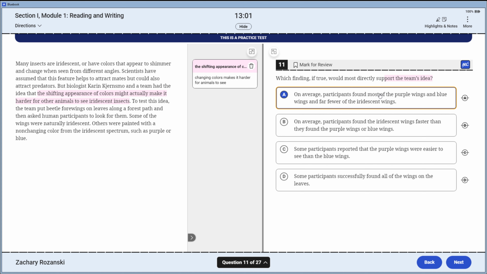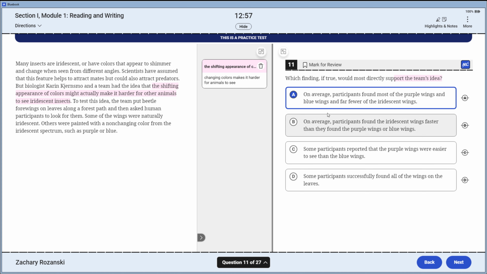On average, participants found most of the purple wings and far fewer of the iridescent wings. I know that iridescent means changing colors, but I want to make sure that participants are technically animals. They did see beautiful wings on a forest path and asked humans to look for them. All right, so it's a little weird mix-up there. We want to support the team's idea that changing colors makes it hard to see.